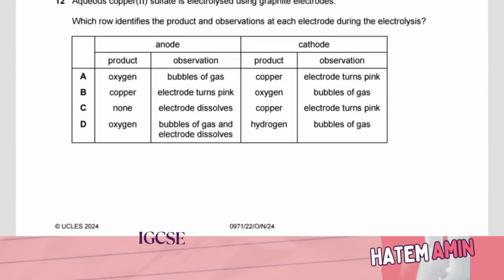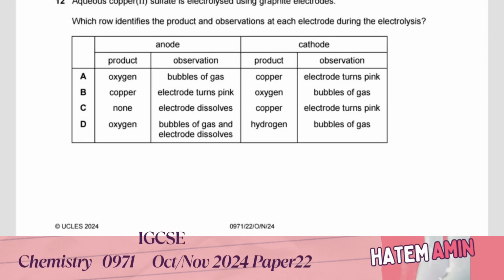The question is: aqueous copper sulfate is electrolyzed using graphite electrodes. Which row identifies the product and observation at each electrode during the electrolysis? Let's explain this question. Okay, as we have here an electrolysis cell, and this is our battery.